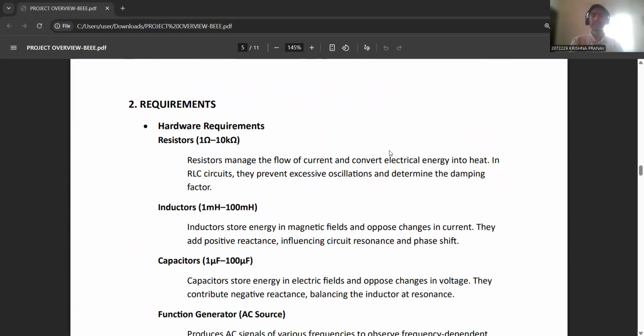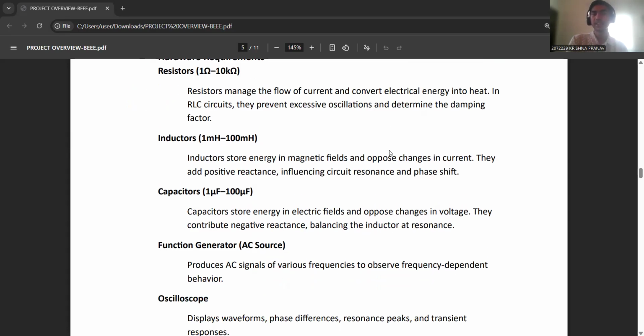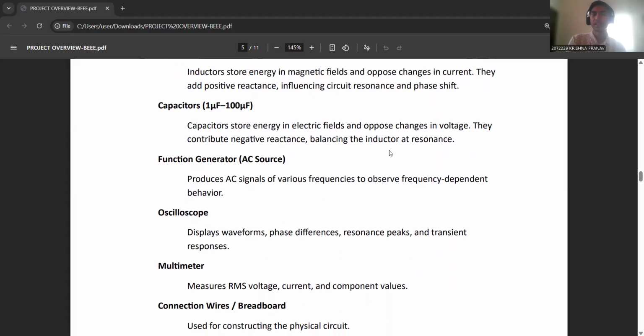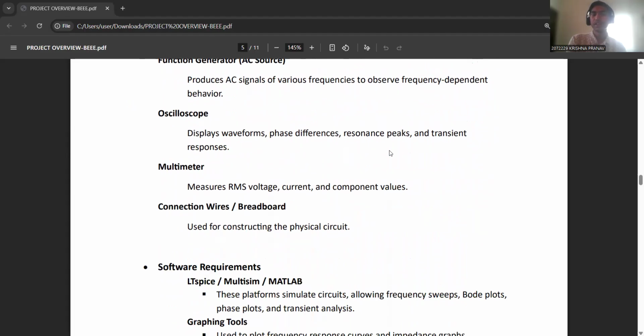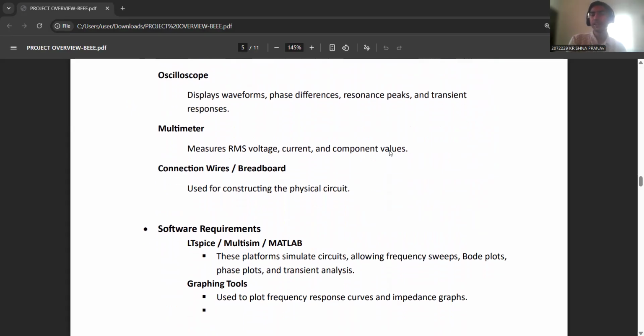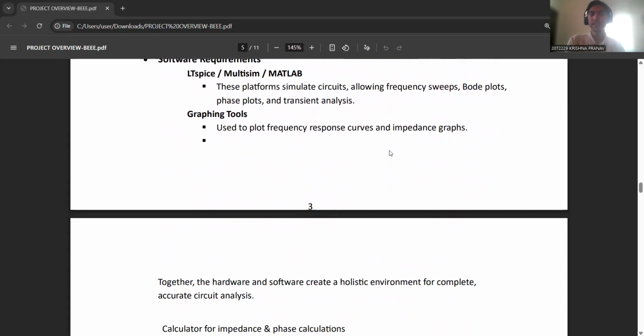The requirements. Requirements are of hardware requirements as well as software requirements. Hardware requirements are resistors, inductors, capacitors, function generator, oscilloscope, multimeter, connection wires, and software requirements are MIT lab, graphing tools, etc.